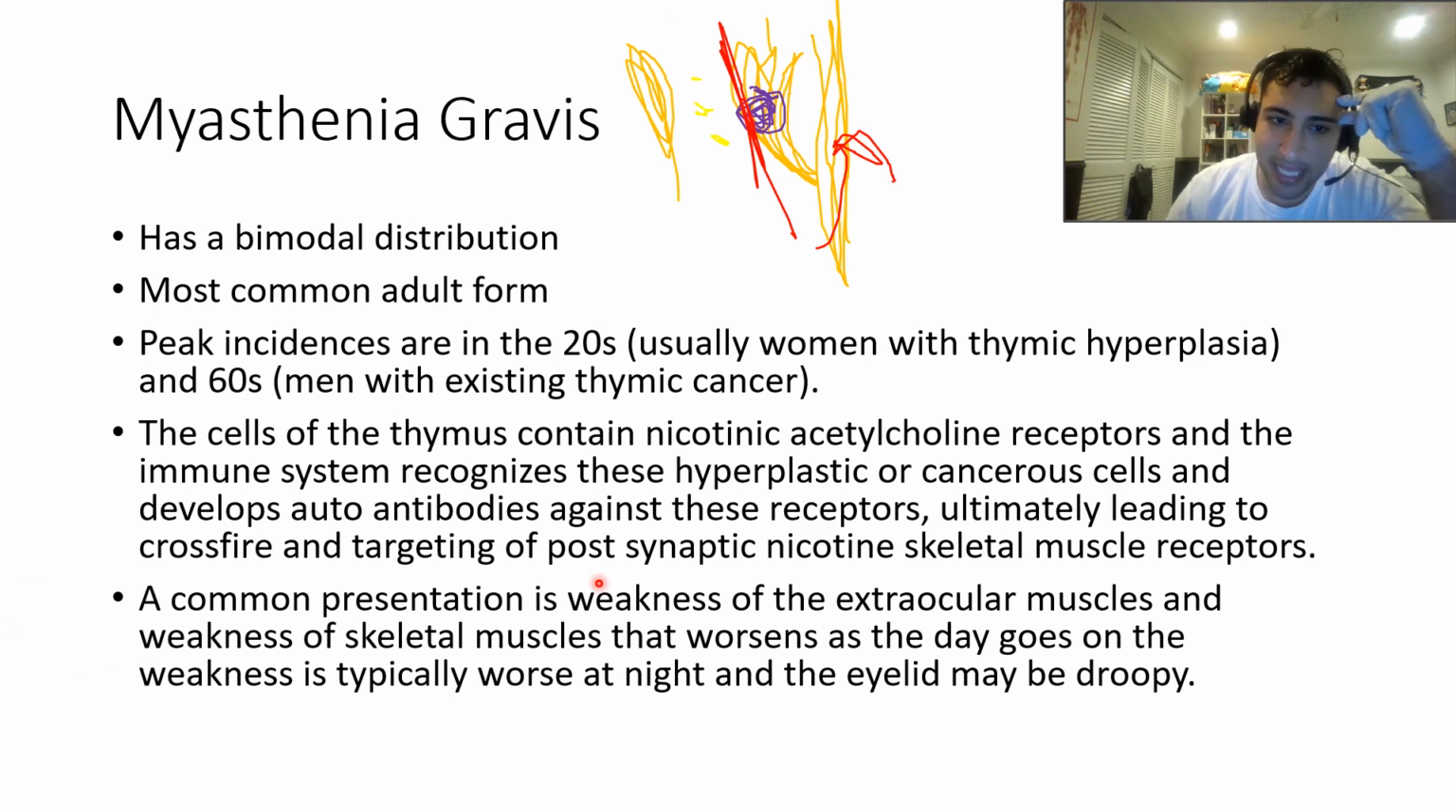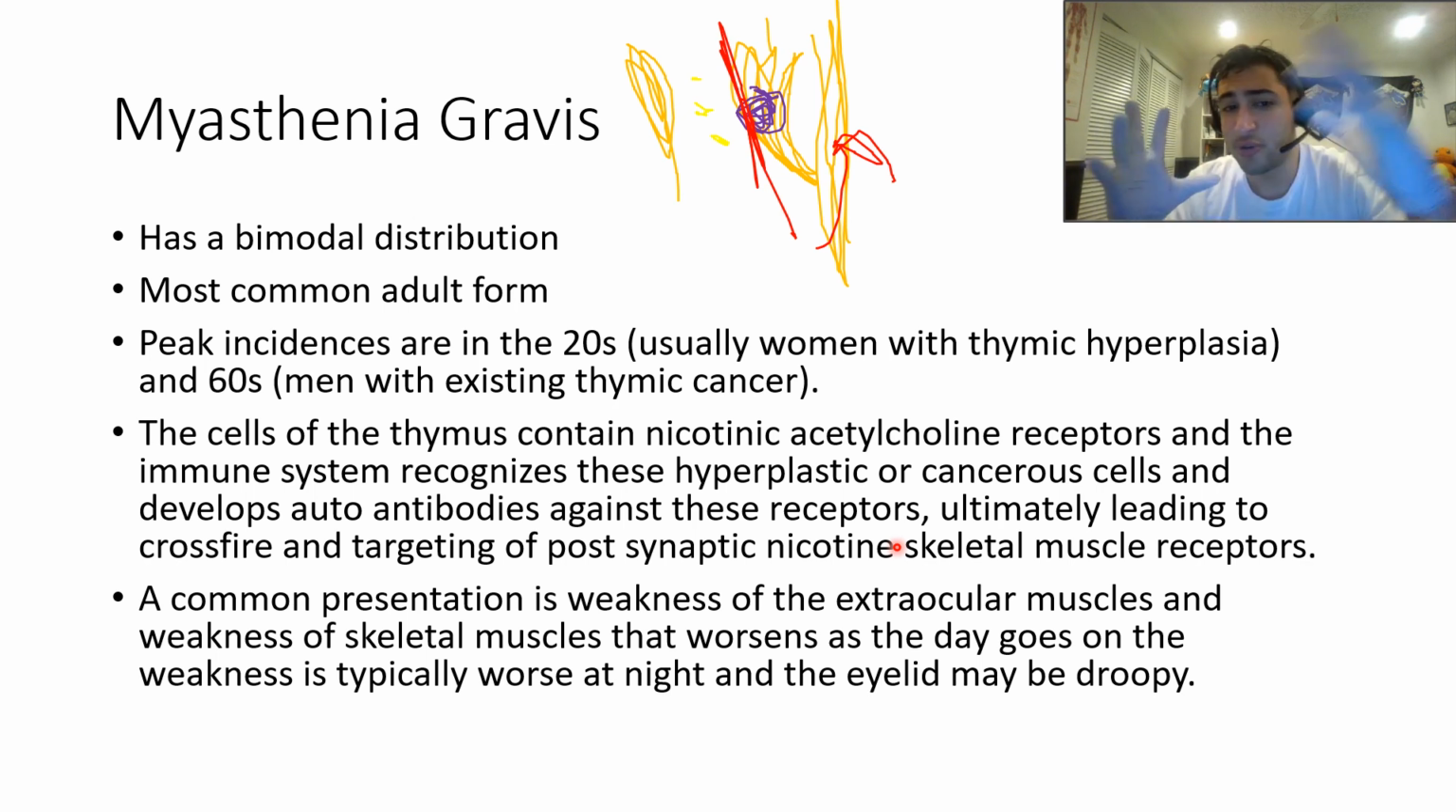A common presentation is the weakness of extraocular muscles. So usually it's going to be like eyelid, like someone will be like this, and then this is droopy, or the eyelid is lagging, or there's a slight weakness in some of the facial muscles, typically the extraocular muscles. So you'll have sometimes double vision, proptosis, so lid lag. And it gets worse as the day goes on.